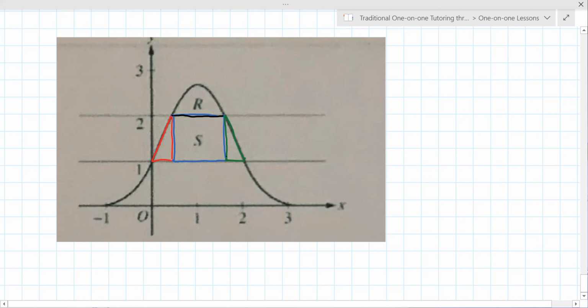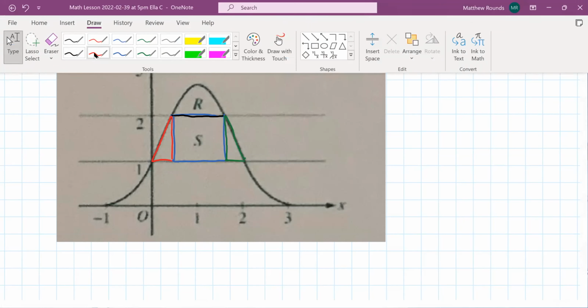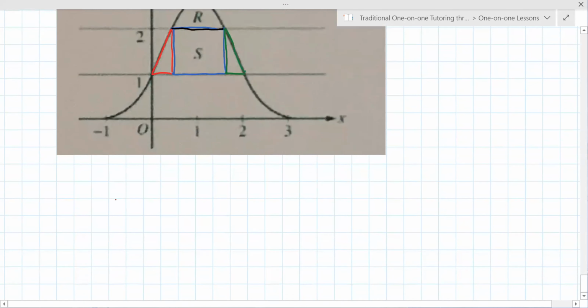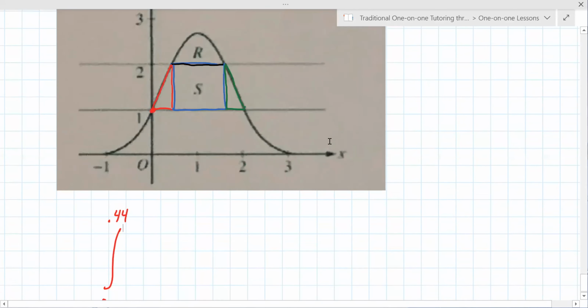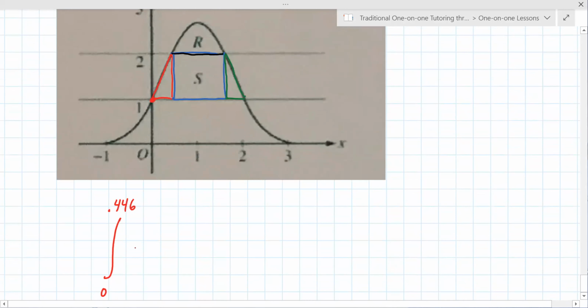The way you would calculate each of these, I'll color code it here, is the first one is the integral from 0 to this place right here, which we found in the previous problem, 0.446. Your top is e to the 2x minus x squared, minus 1, not 2, because the 1 is the bottom. dx.